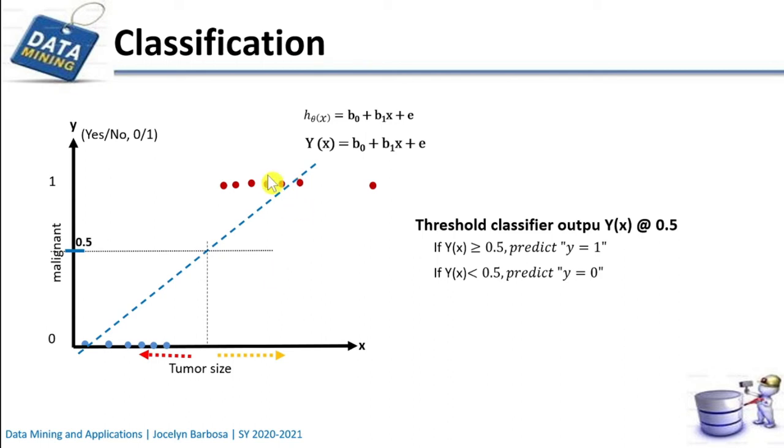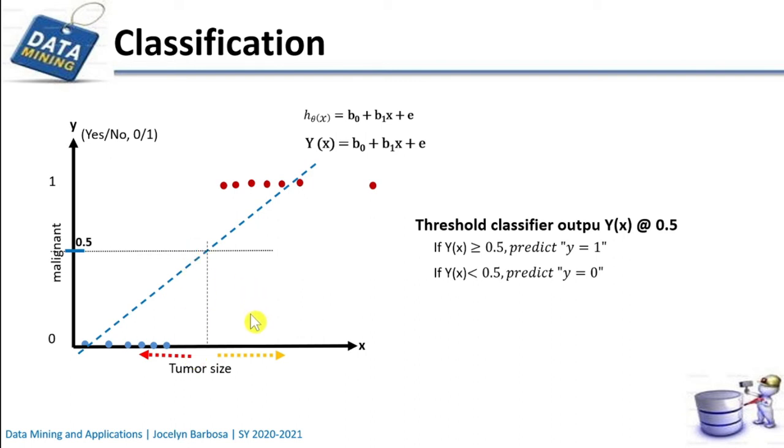Which means that if the tumor size is greater than this value here at the 50% threshold, then y is equal to 1. We classify this as equal to 1, as you can see here in this line. Otherwise, if it has a smaller value, then it is classified as 0, or non-malignant, or just benign over here.